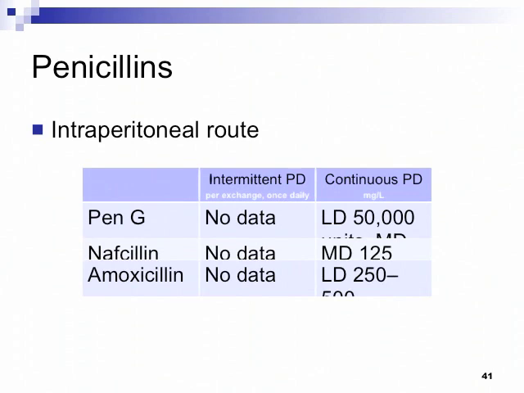For peritoneal dialysis, there's not much information regarding intermittent peritoneal dialysis. The information is mainly for continuous peritoneal dialysis, and this is the data I got from the International Renal Association. Well, the screen looks like it's changing.